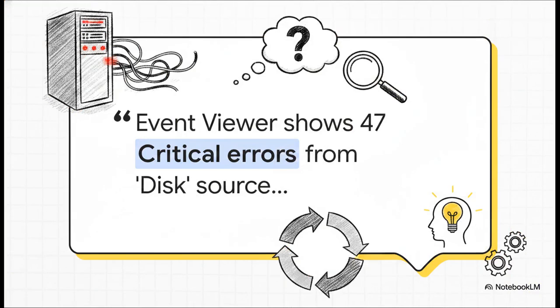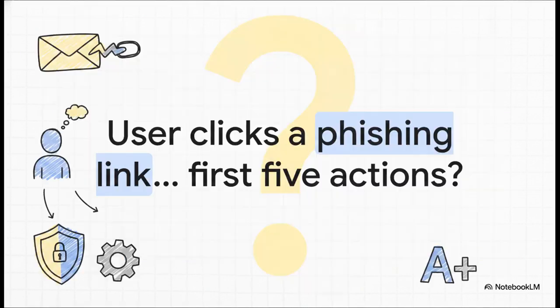It's not just handing you a list of command line tools to memorize. Imagine getting a prompt like this. Event Viewer shows 47 critical errors from disk source over the past week. What does this tell you, and what do you do next? You actually have to think through it, diagnose the problem, and explain your fix. Or how about this one? A user clicks a link in a phishing email. Walk me through your first 5 actions. By throwing you into these high-stakes, simulated situations, Ari ensures you're learning by doing. You're solving problems exactly how you'll be expected to solve them on the actual job.